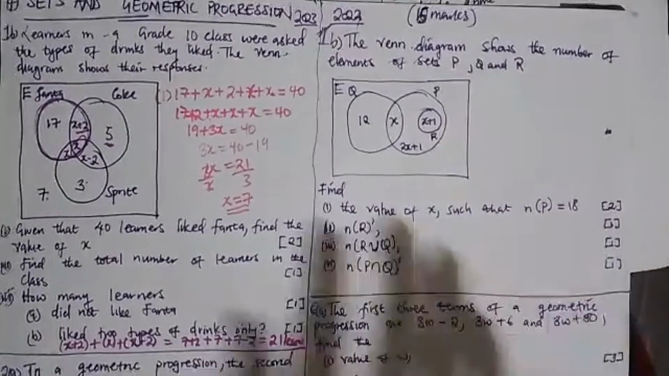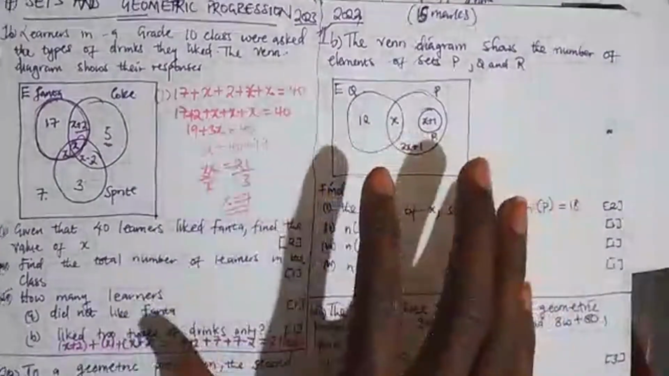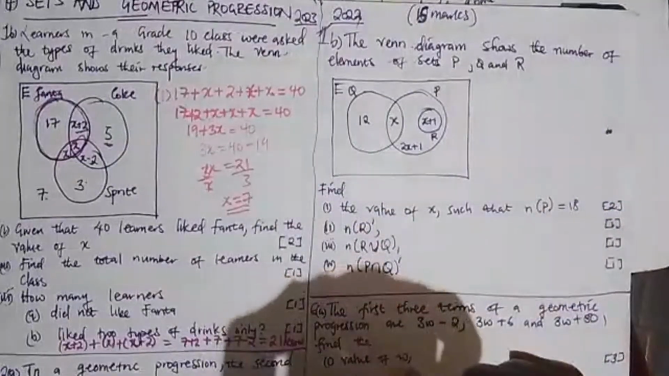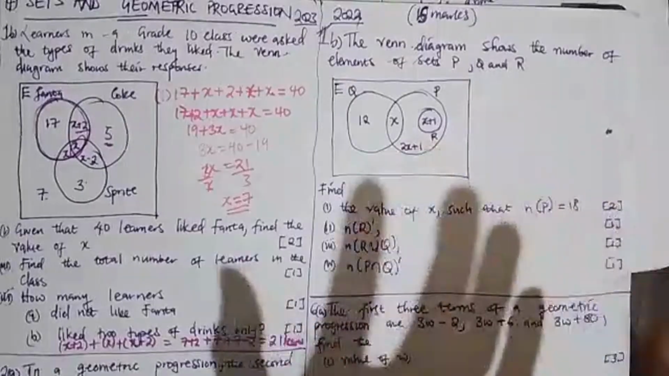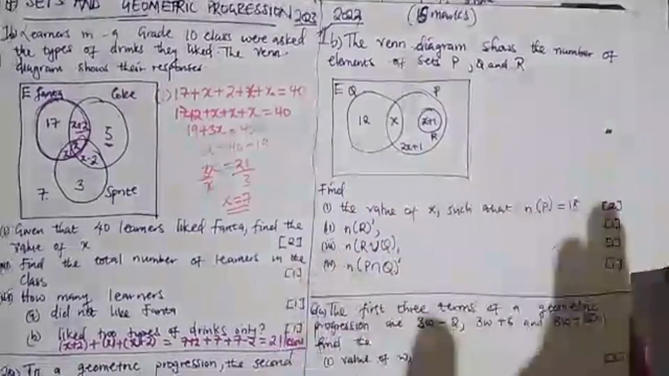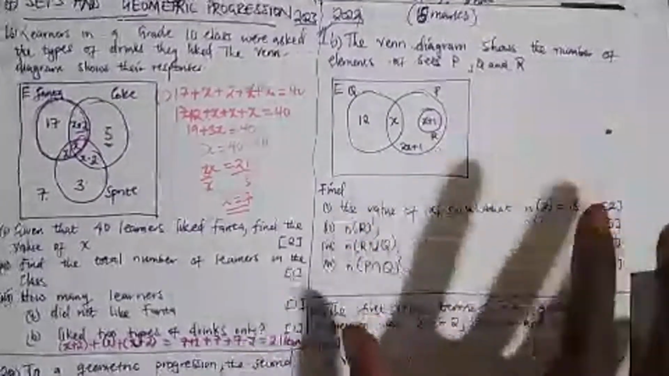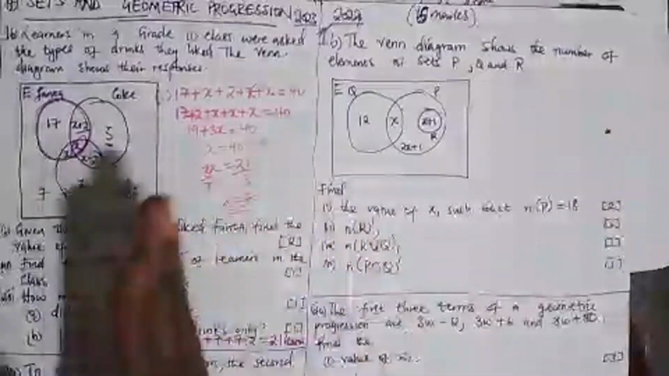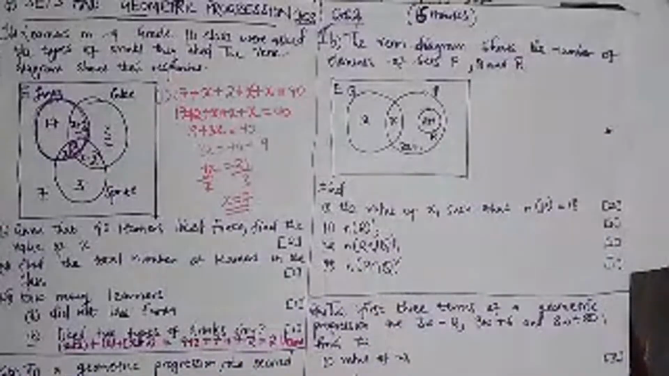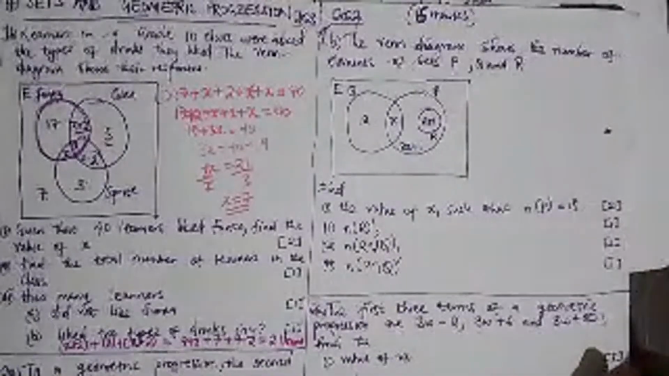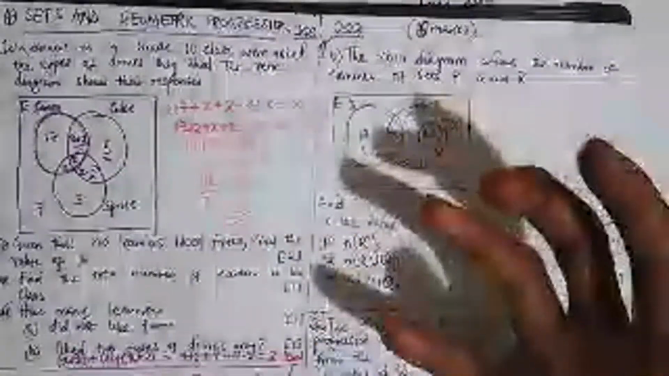So moving on to another question for the sake of practice, we have this one. This one is saying the Venn diagram shows the number of elements of sets P, Q and R. So this is a different type of question on sets, and you can find it like this. If they bring it like this, it is a simple one, but if they bring it like this, you need to pay particular attention to this type of question. Yeah. So how can we solve this question?